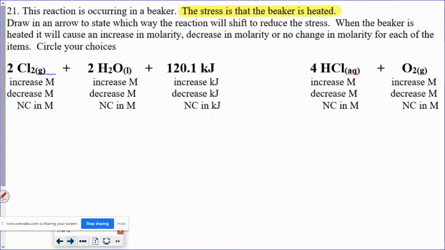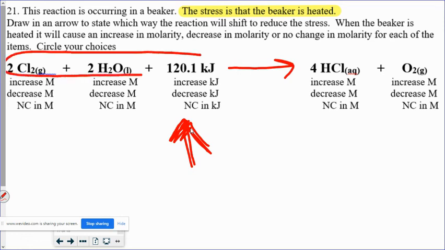This reaction is occurring in a beaker. The stress is the beaker is heated. So when I heat something, that is energy. So this is a fancy way of saying the energy is going up. According to Le Chatelier's principle, if I increase the temperature, it's going to shift to reduce the temperature. If I increase the energy, it's going to shift to try to reduce the energy. So if my energy is going up, it's going to shift this way to get rid of that energy.